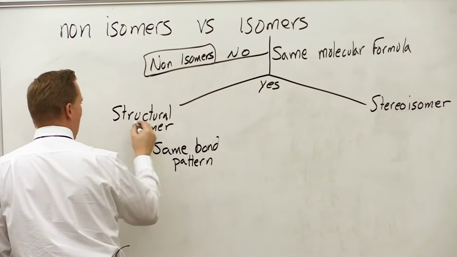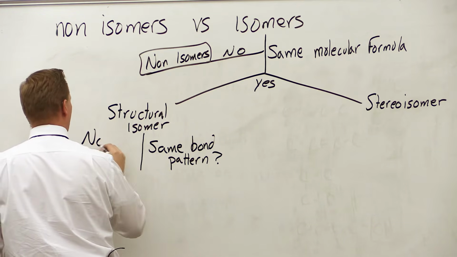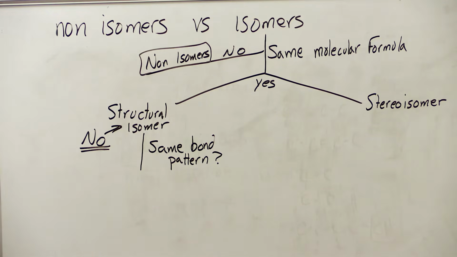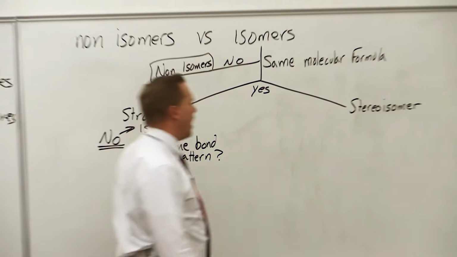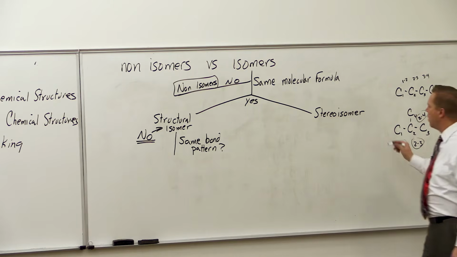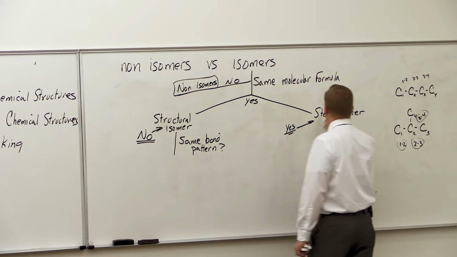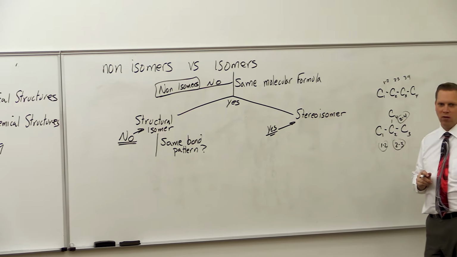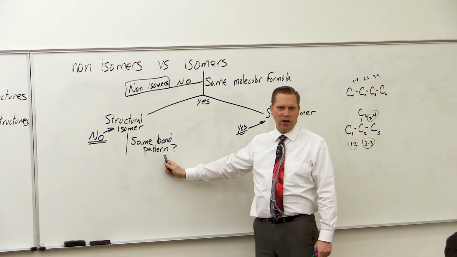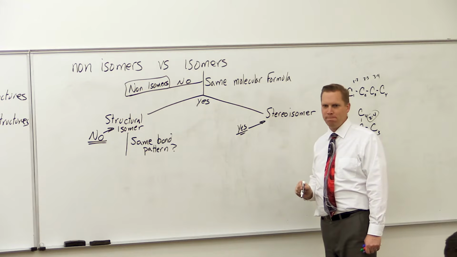So if the answer to do we have the same bond pattern is no, then we have structural isomers. Now, if we ask that question and we say yes, they do have the same bond pattern, then we are looking at some form of what we call stereoisomers. So structural isomers do not have the same bond pattern. Stereoisomers do have the same bond pattern. Okay?